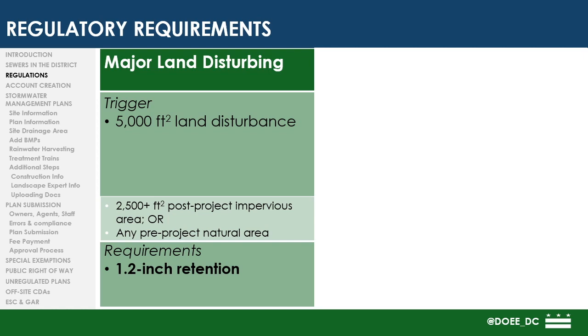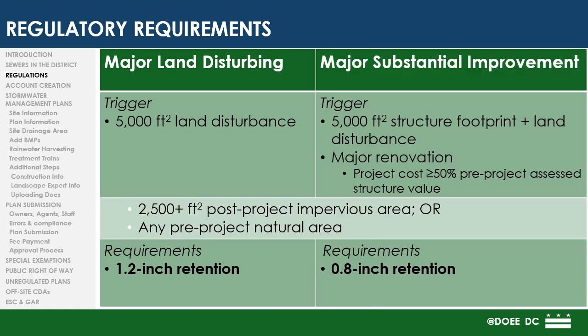First, there are major land disturbing activities, which include activities that disturb 5,000 square feet or more of land and have 2,500 square feet or more of the post-project land cover being impervious, or any of the pre-project area is natural land cover such as forest or meadow. These projects are required to retain at least the 1.2-inch storm.